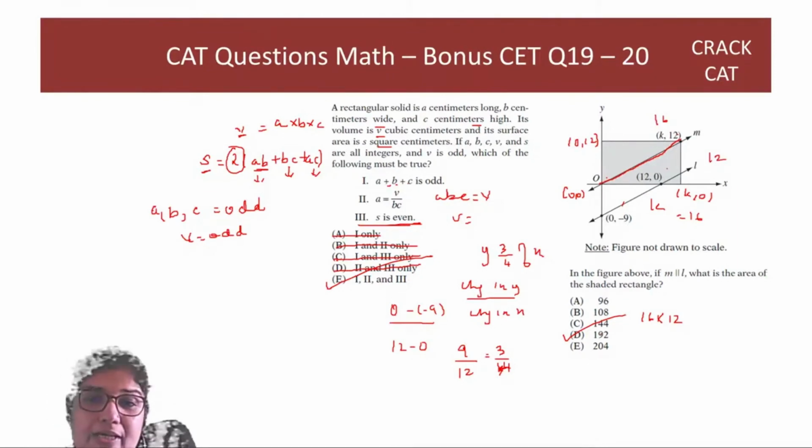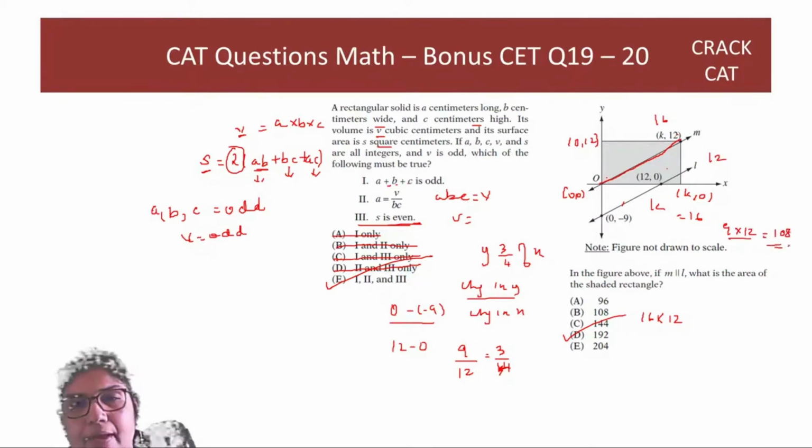This one was a little tricky. A lot of students would have marked 9 into 12 also, which is 108, and that is there in your options.